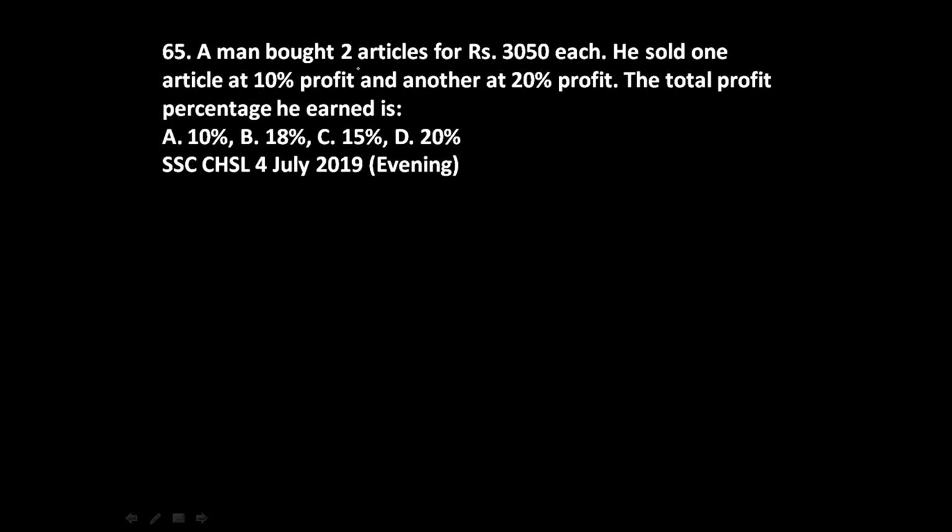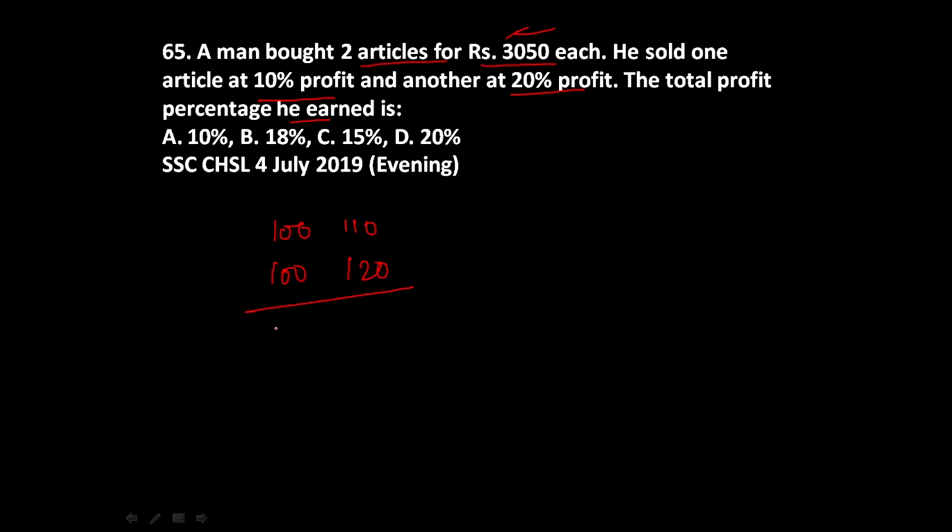A man bought two articles for 3050 each. He sold one article at 10% profit and another at 20% profit. What is the total profit percentage he earned? How will you solve it? Again, calculating on the percentage, not on the amount, because the question is in percentage. First of all, when it is 100, it is sold at 110. In the next case, it is 120.